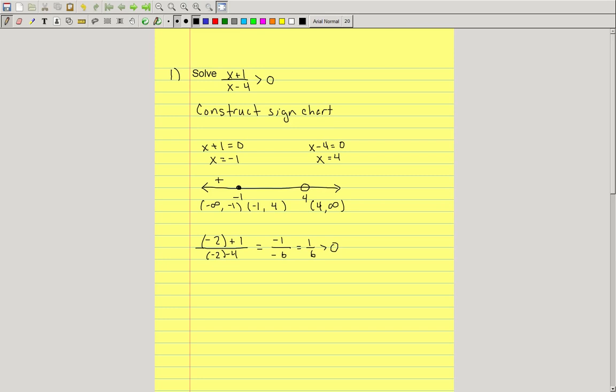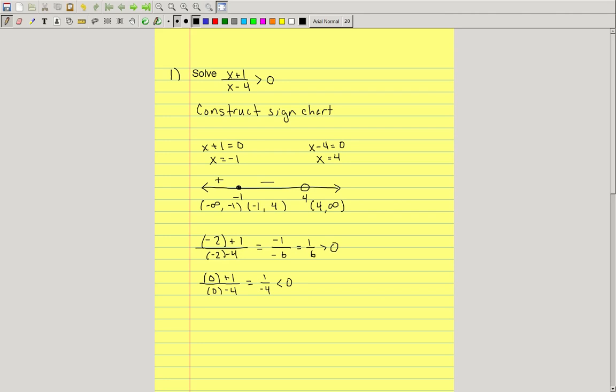Next up, I select a value in my second interval from -1 to 4, and I'm going to pick 0 because 0 is always easy if we get to pick 0. We plug the number in. We see that it makes our arithmetic go very, very quickly, and we get a value that is less than 0. So we signify that the function is going to be negative along that interval.